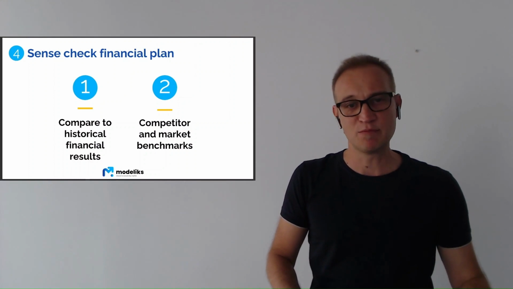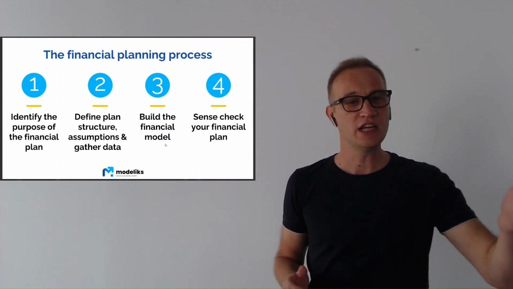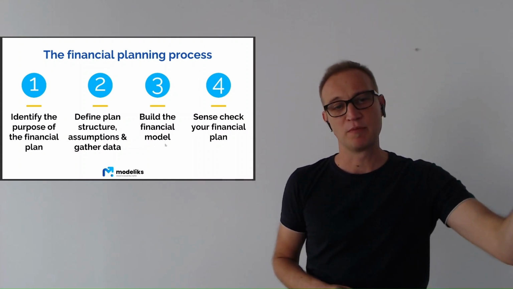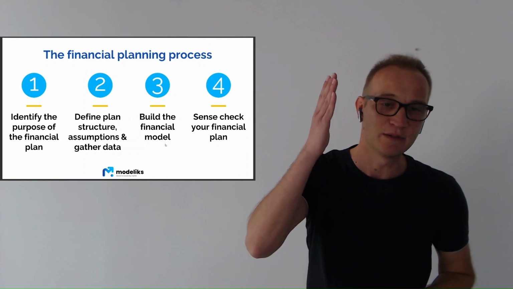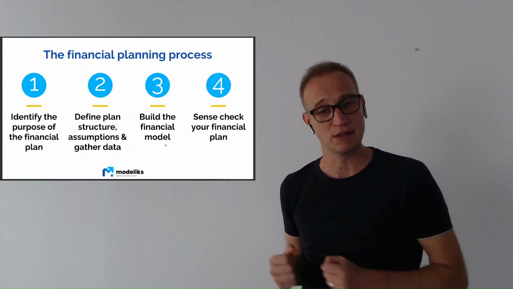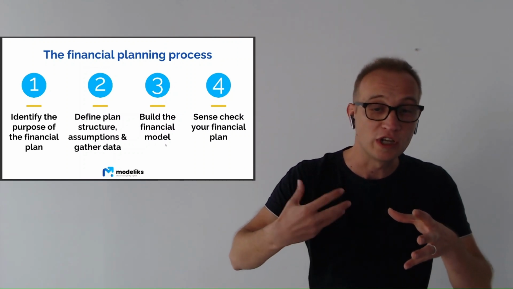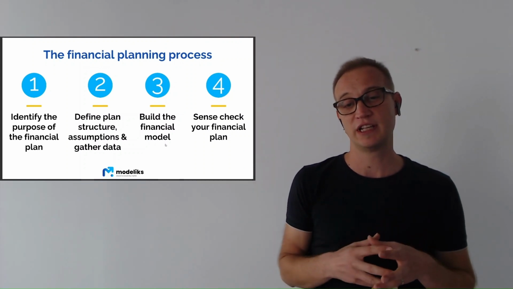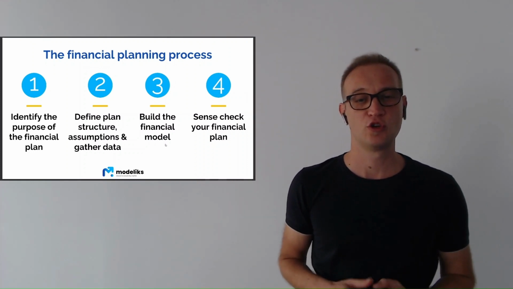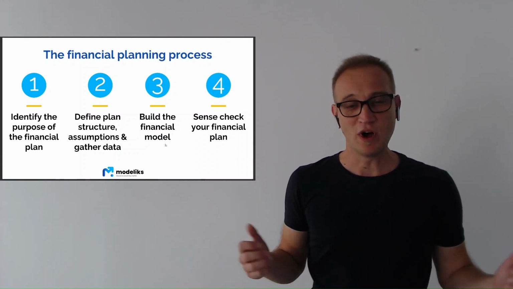And that's it. That's the process. Just to summarize again, the financial planning process has 4 main parts. Identify the purpose of your financial model, define the plan structure, complexity, the assumptions, and gather data for your assumptions. Step number 3, build the actual financial model with all the calculations that calculate the outputs of your financial plan. And number 4, sense check your results. That's it. That was lesson number 1.